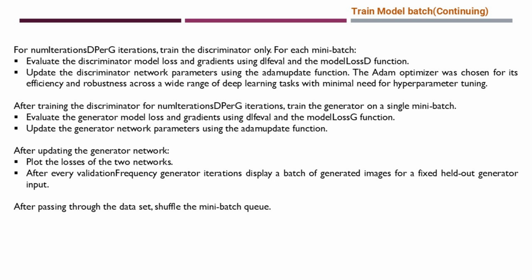After training the discriminator for num iterations d per g iterations, train the generator on a single mini-batch. Evaluate the generator model loss and gradients using dlfeval and the model loss g function. Update the generator network parameters using the adam update function. After updating the generator network, plot the losses of the two networks. After every validation frequency generator iterations, display a batch of generated images for a fixed held-out generator input. After passing through the data set, shuffle the mini-batch queue.